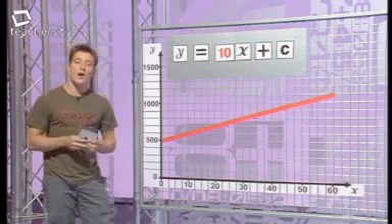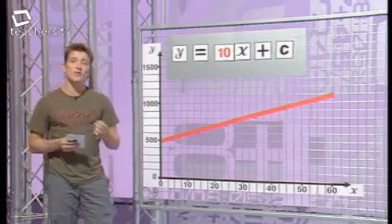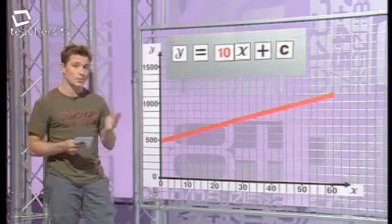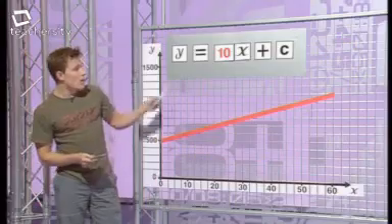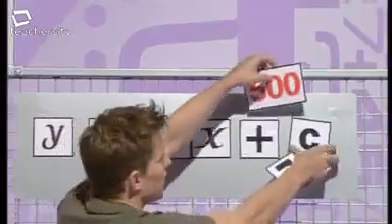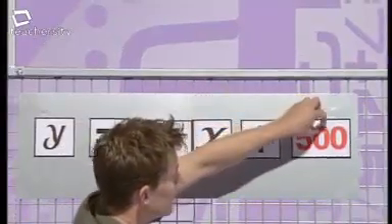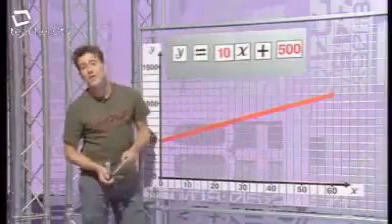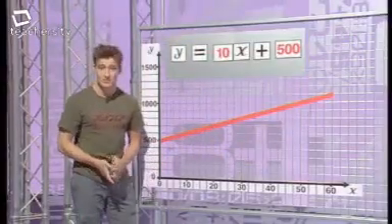c is the value of y when x is 0. It's where the line crosses the vertical y-axis, which on this graph, as you can see, is 500. So the equation for this straight line is y equals 10x plus 500. And that's it. All you need to know about straight line equations.